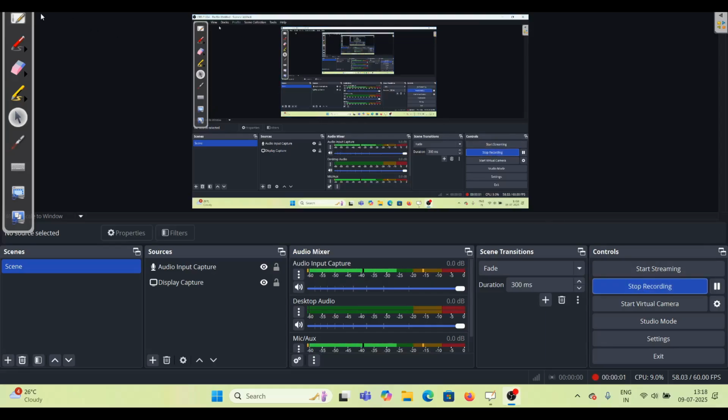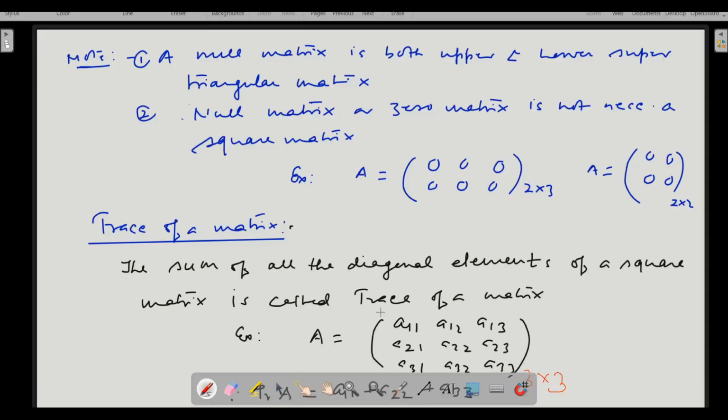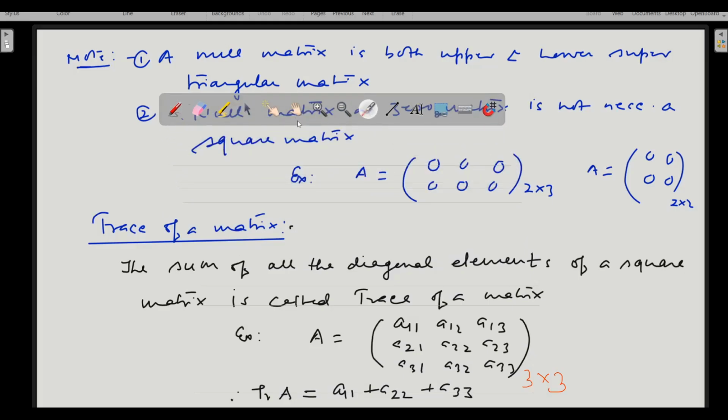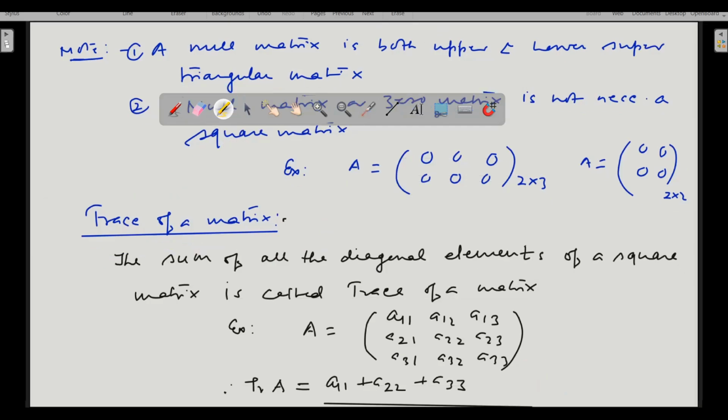We will learn about trace of a matrix in this particular class. So let's have a look at the trace of a matrix. Let me put this to the upward side so that it does not cause hindrance. The sum of the diagonal elements of a square matrix is called the trace of a matrix.